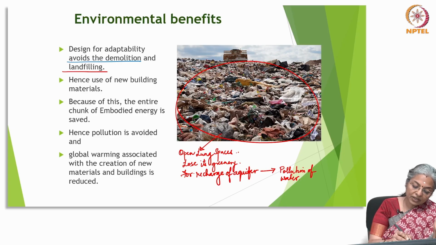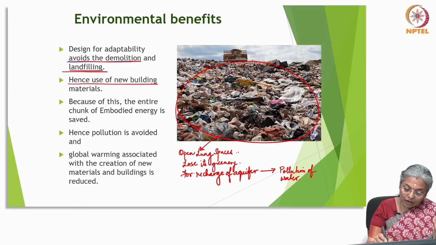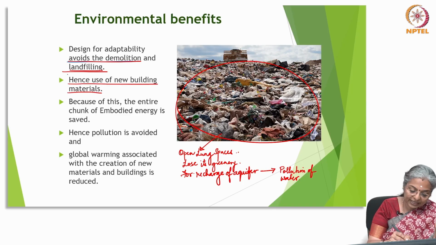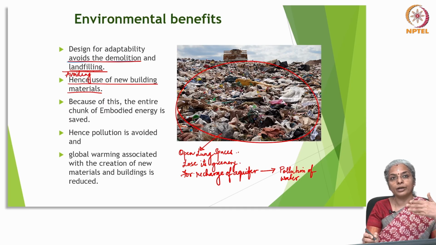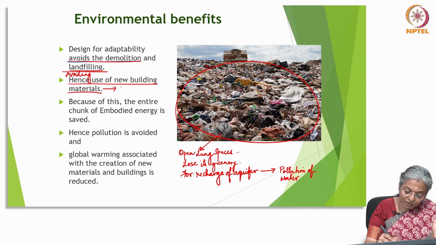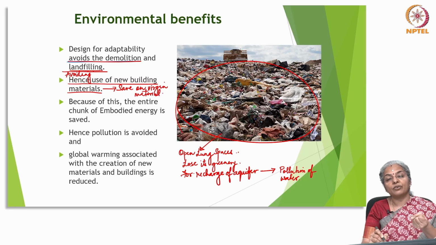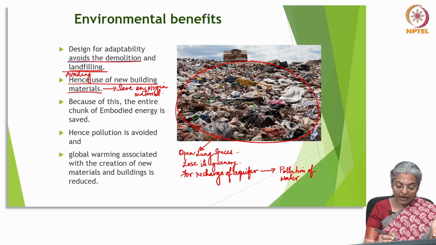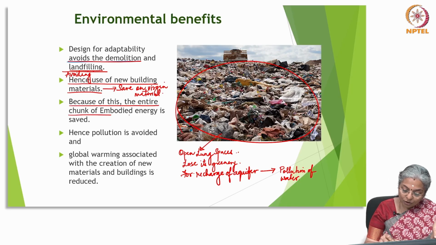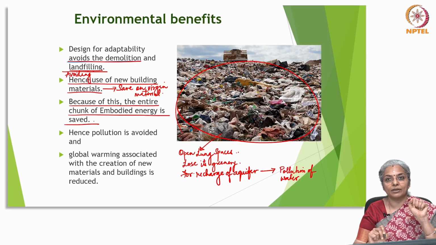Also, what is the environmental benefit of adaptive reuse? If we are able to avoid demolition and landfilling, we can avoid the use of new material. So, avoiding use of new material. When you avoid use of new material, what happens? You save on virgin materials. So, the process of extraction, manufacturing, transport of new materials also gets nullified, and therefore the entire chunk of embodied energy can be saved.